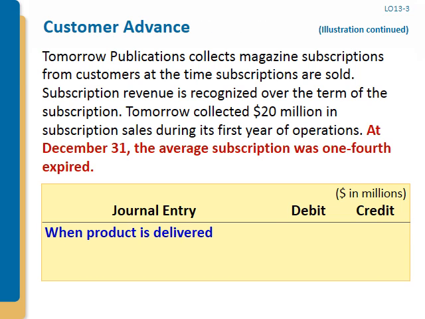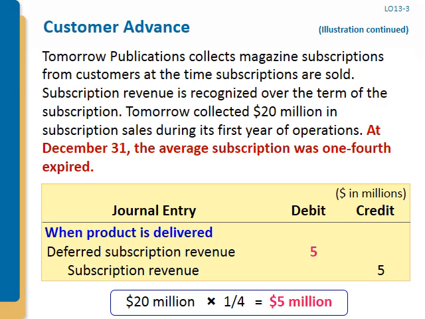Note that on December 31st, the average subscription was 1/4 expired. Thus, the seller has performed 1/4 of the obligation to deliver a year's worth of magazines and should recognize subscription revenue for that amount. Deferred subscription revenue is reduced with a debit entry by 1/4 or $5 million, and revenue is recorded with a credit to subscription revenue.